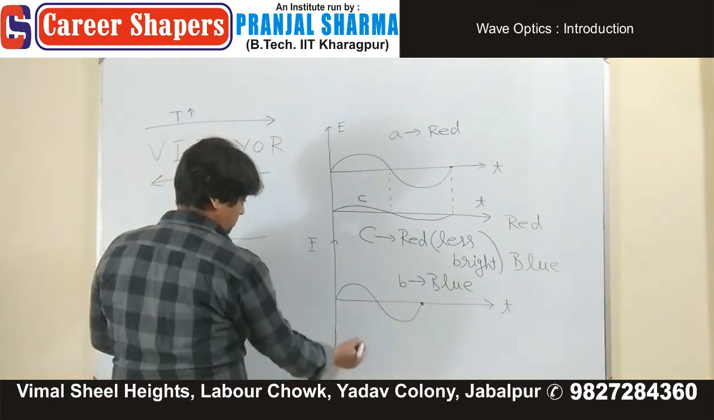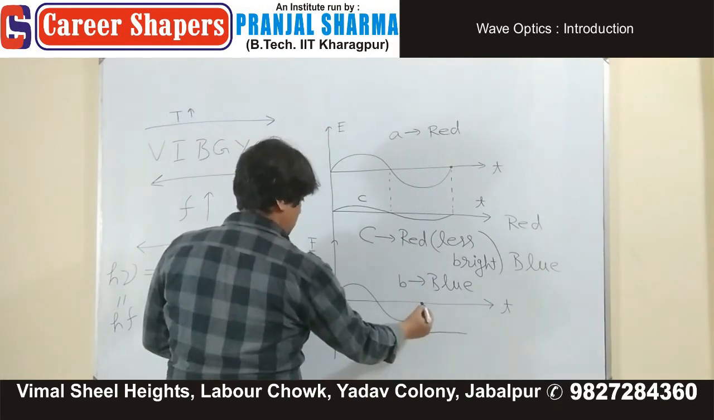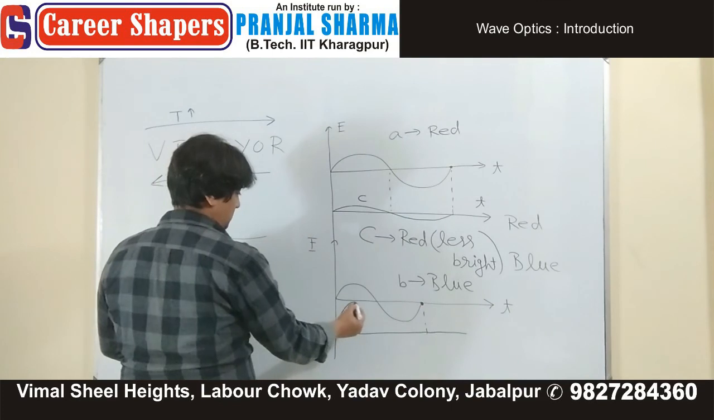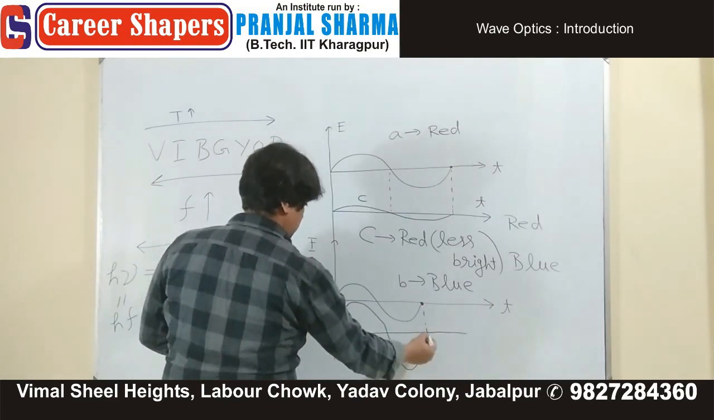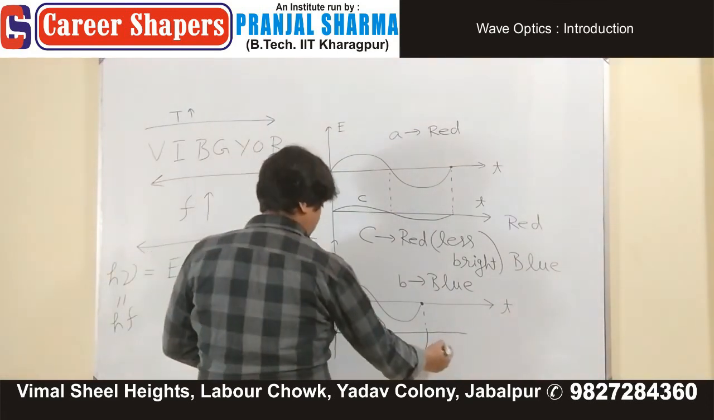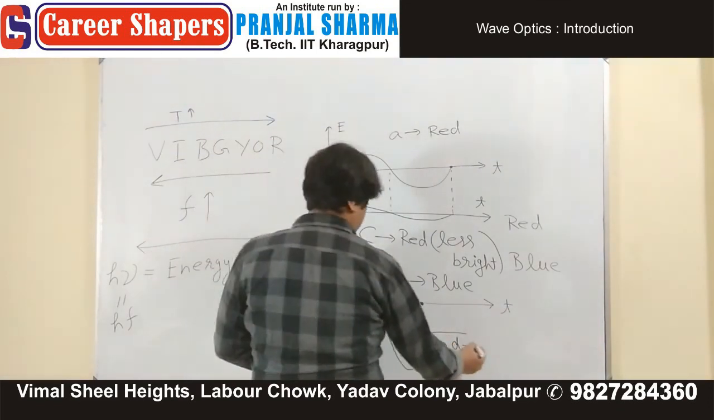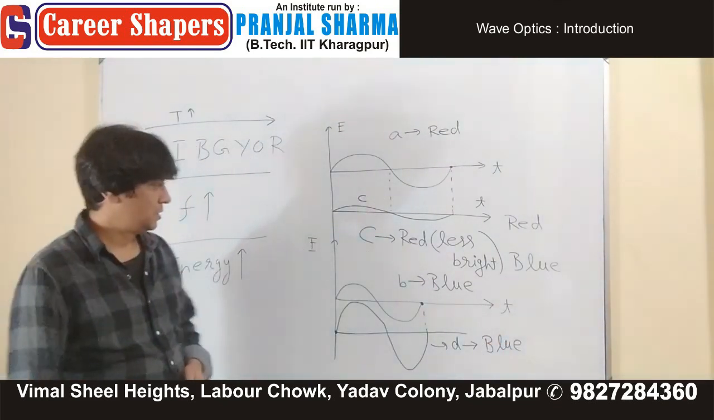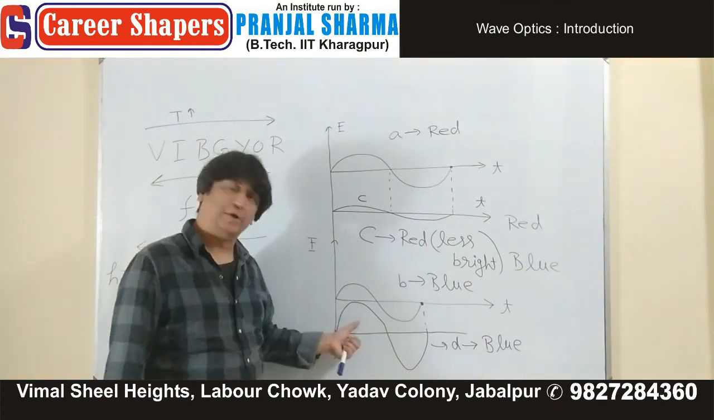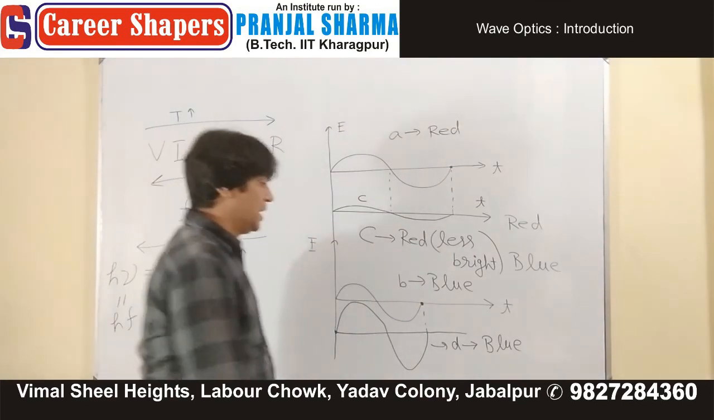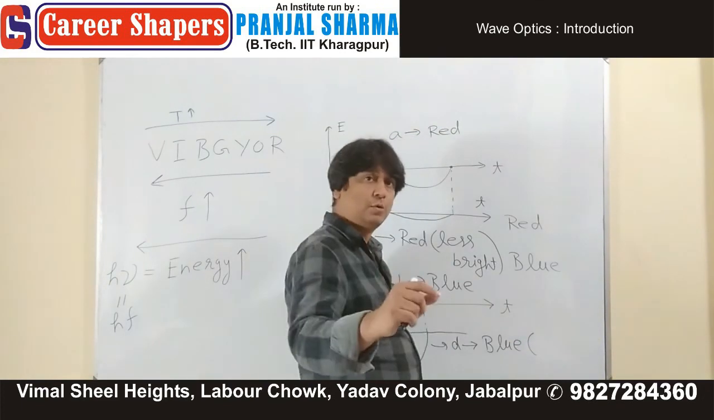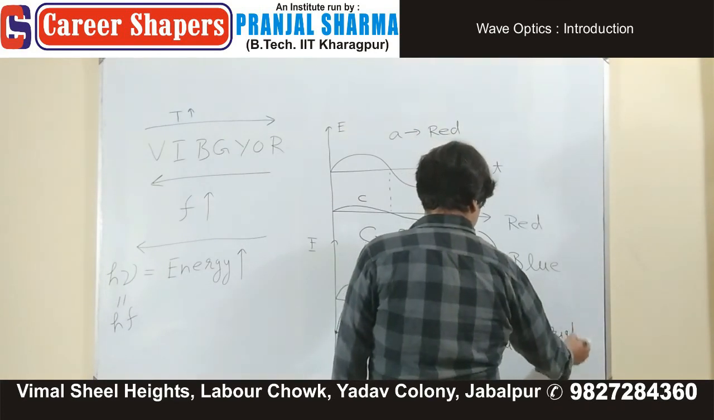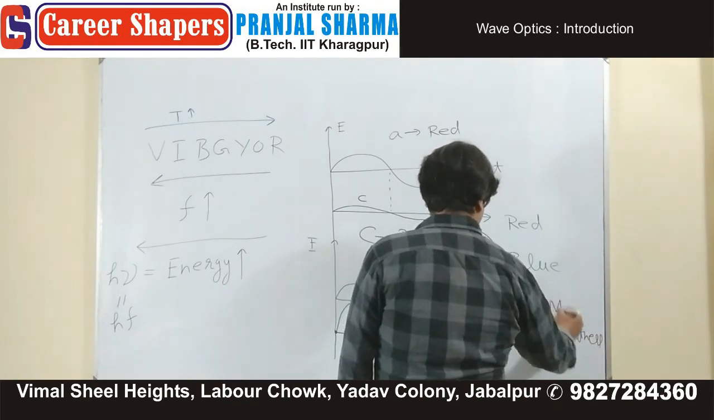And the same thing you can do here also. If somebody decides to plot a graph like this, and let's call it graph D, then I hope you understand now that D is blue. But you can see I have increased the amplitude. Intensity is proportional to amplitude, and therefore this is more intense blue, dark blue, or you can say brightness is more.